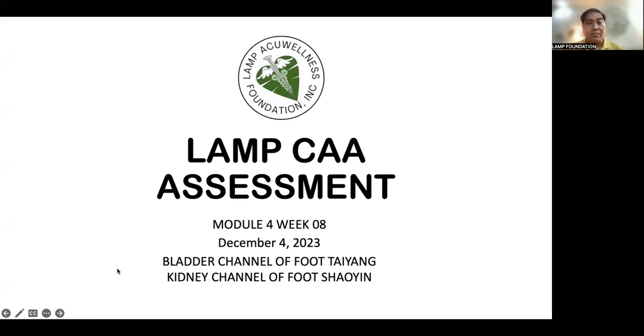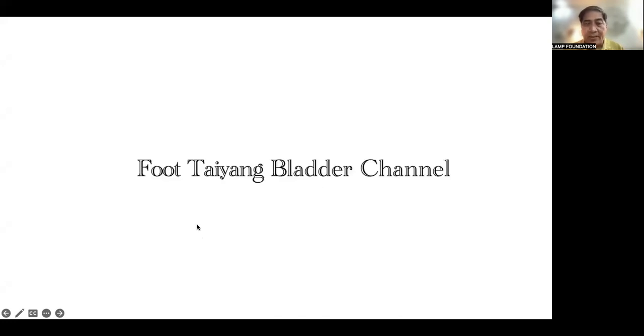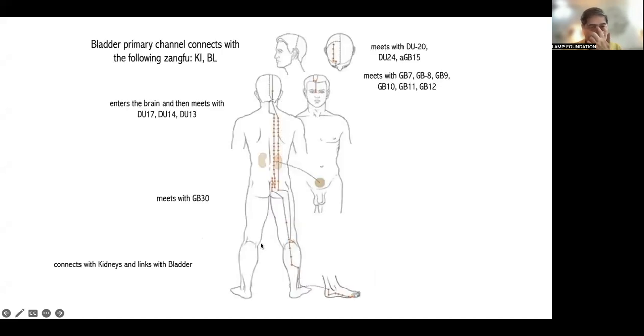And we shall review the bladder channel of foot Taiyang and the kidney channel of foot Shaoyin. Okay, so let's start with foot Taiyang bladder channel. This bladder channel, the primary channel, begins at UB1, bladder 1. I think we all know where bladder 1 is, at the inner canthus of the eye. And then it goes up the forehead, intersecting the DO channel at DO 24.